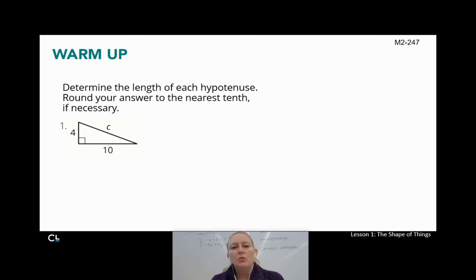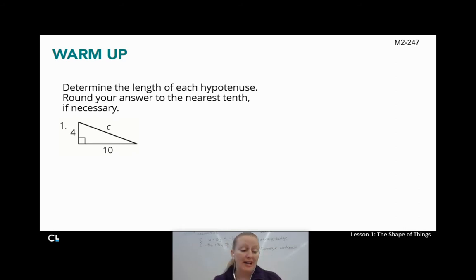So I do have a short warm-up for you today. It is on page M2-247 in your workbook. Actually, there are several of them in your workbook. I'm only asking you to do the first one, but there are others. I just want you to determine the length of the hypotenuse, and if necessary, round your answer to the nearest tenth. So you are going to want a calculator handy.